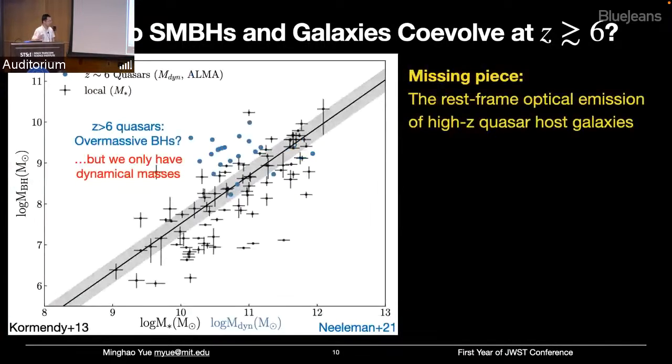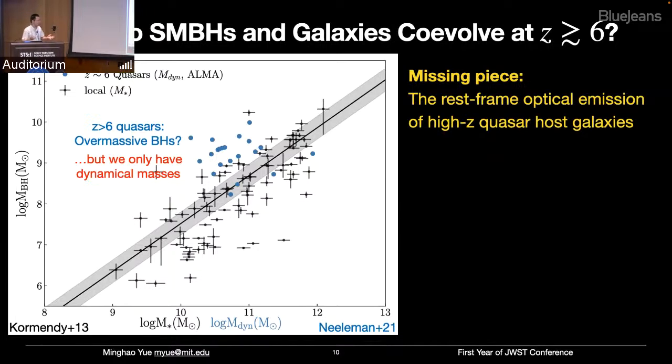However, there is a pretty key caveat in this kind of comparison. If we look carefully, for local galaxies we are showing the relation between black hole mass and stellar mass. But in previous studies, for high redshift quasars, what we are using is their dynamical mass instead of stellar mass. We actually didn't know their stellar mass. The reason we didn't know the stellar mass of high redshift quasars is that we didn't have detections of their host galaxies in rest-frame UV and optical. That's because quasars are so bright, they can be like 100 times brighter than their host galaxy, and the emission of their host galaxy just gets overwhelmed by the bright quasars.